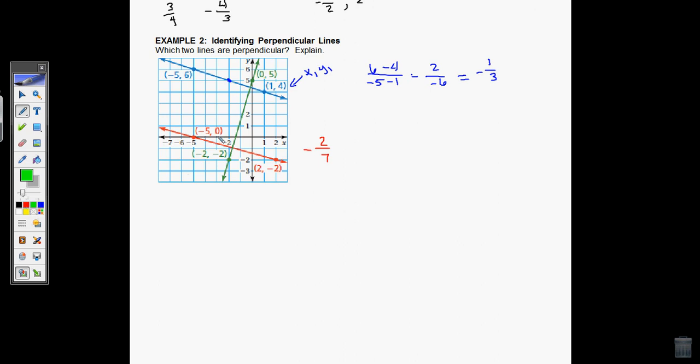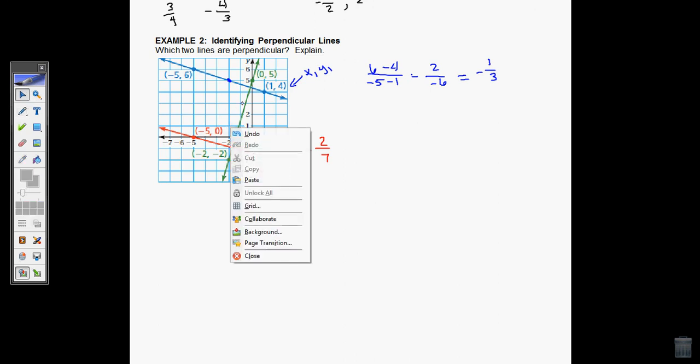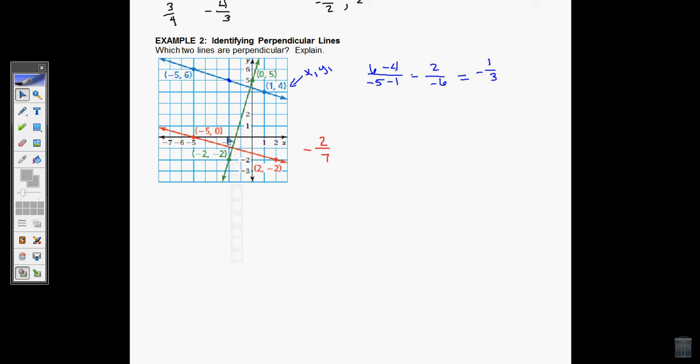Green looks like it is in a positive slope because it's increasing from left to right. And it looks like it's going up 1, 2, 3. Whoop, didn't want that. 1, 2, 3, 4, 5, 6, 7. Up 7 and over 2. 7 over 2. And it's positive.